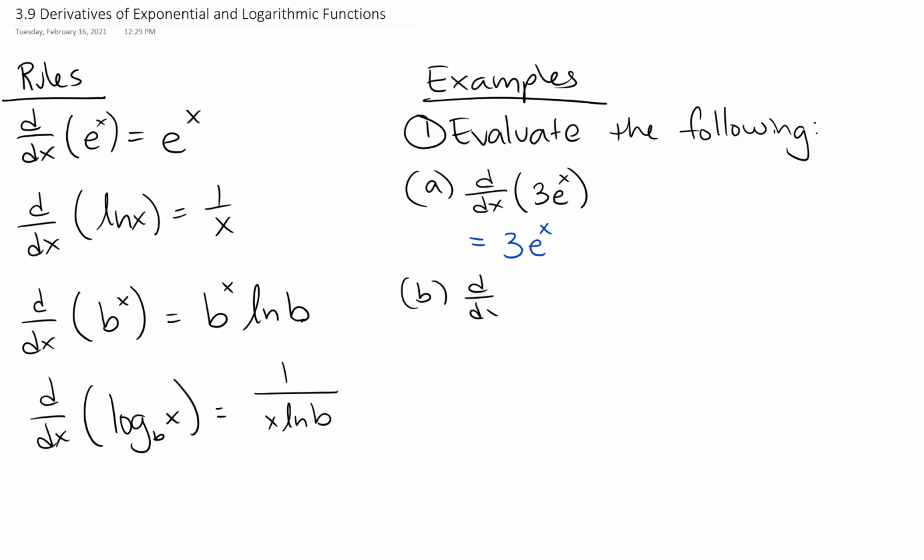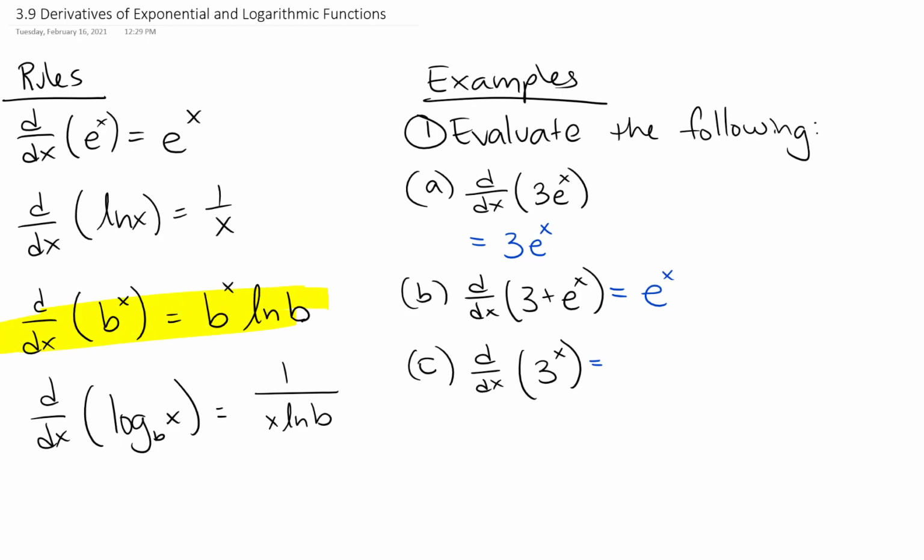Another example, let's say we're taking the derivative of 3 plus e to the x. This time, the 3 is a separate term, so that goes to 0 when we take the derivative, but the e to the x remains. Now let's say instead I have the derivative of 3 to the power of x. Well, this time our base is 3, so we will be using this third rule here. So I keep the 3 to the x and I multiply by the natural log of 3.